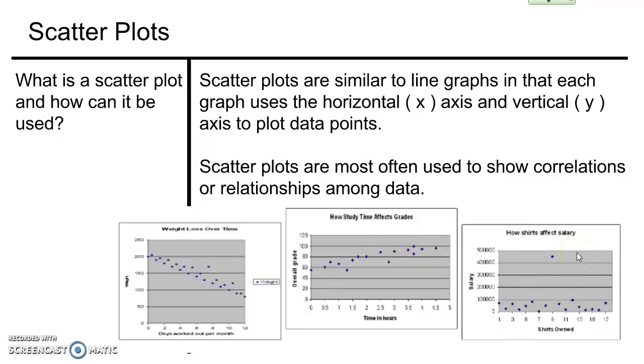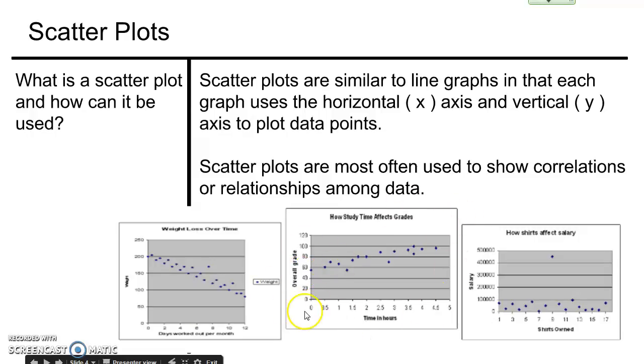So scatter plot kind of sounds like what it is. It's a bunch of points that have been plotted that are scattered all over the graph. Now, what kind of correlation could we say that this has? What do we notice about the points as we look at the graph from left to right? We notice that they are going down from left to right. So this is a graph that would show a negative correlation.